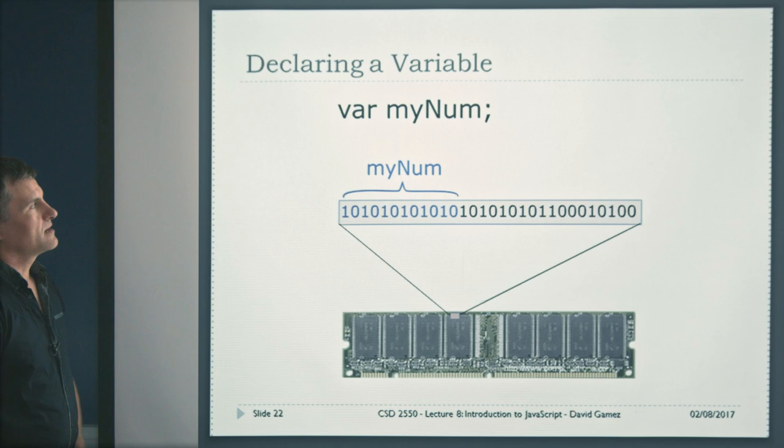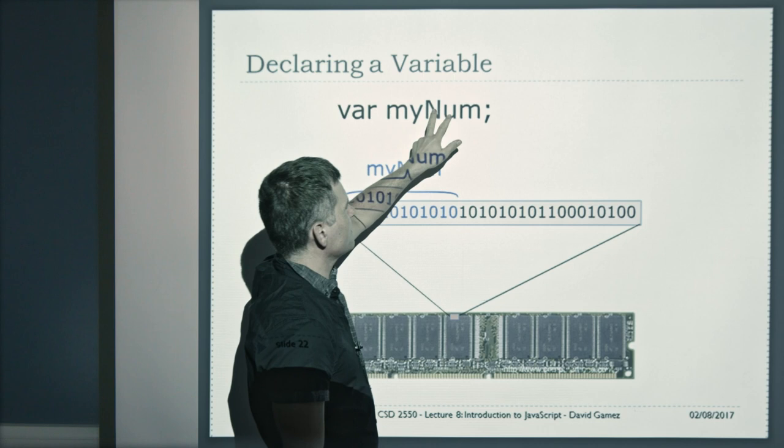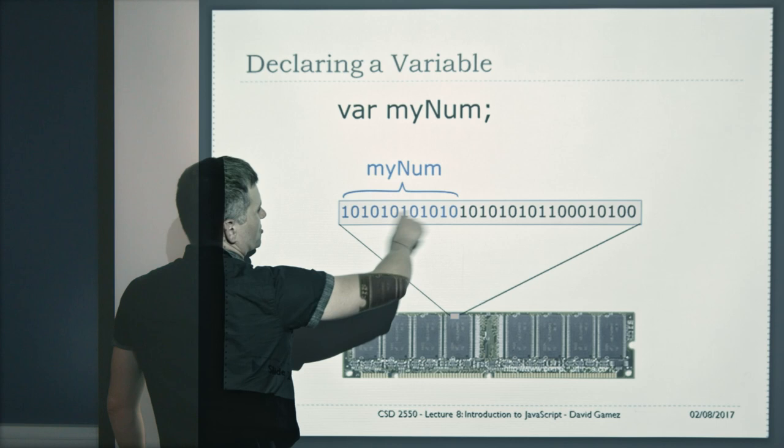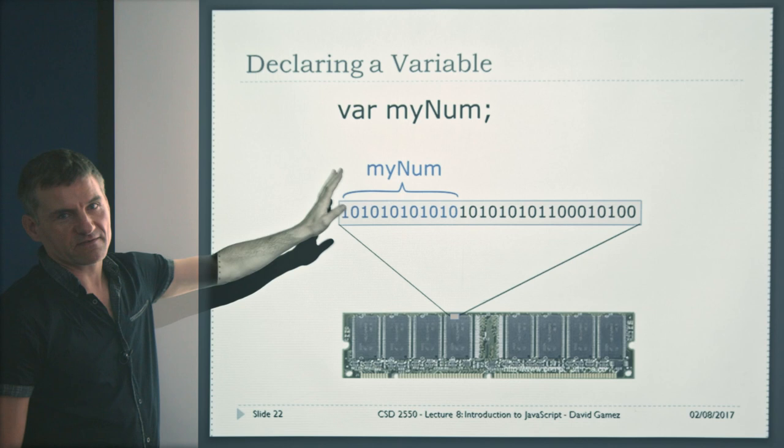Now, when I declare a variable, when I'm writing a piece of code in JavaScript, I use the keyword var. So I'm creating a variable, and I'm going to give that variable the name my num. That means that I get control over some of these ones and noughts inside these memory storage cells. So my num is the name for this set of ones and noughts that I've gained control over by declaring a particular variable in a program.